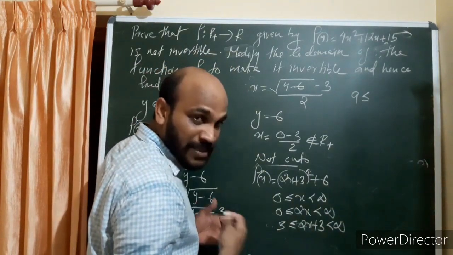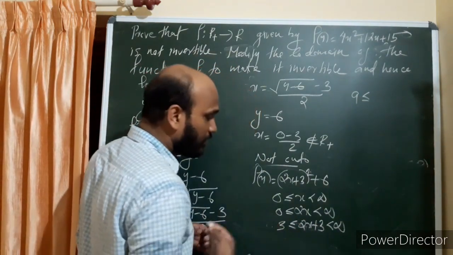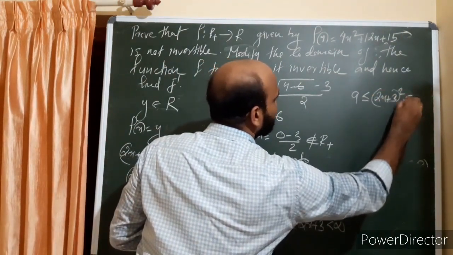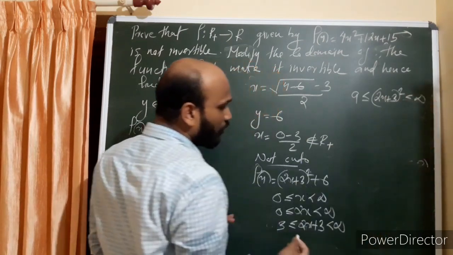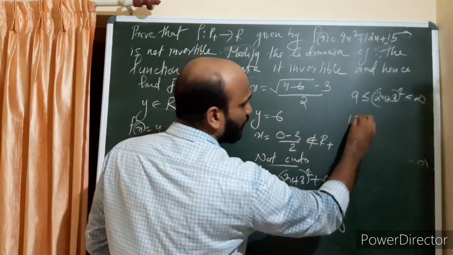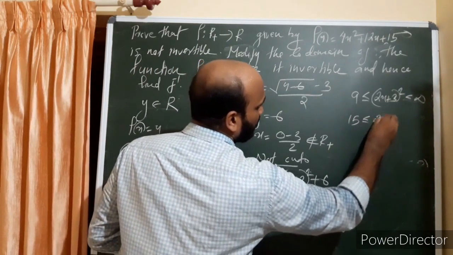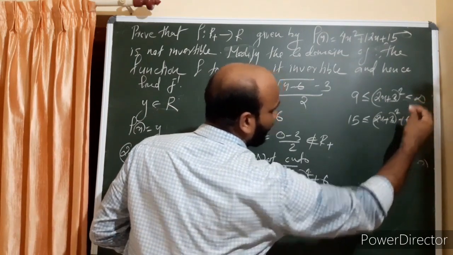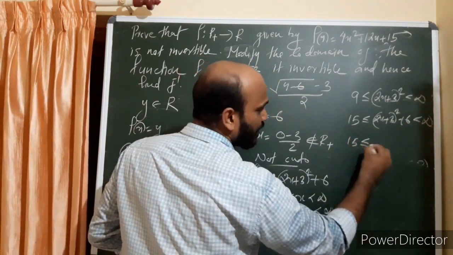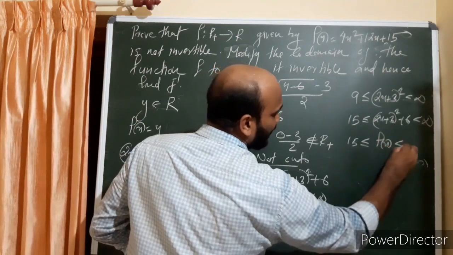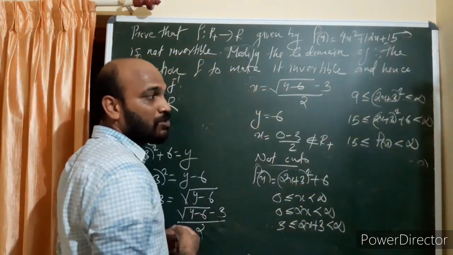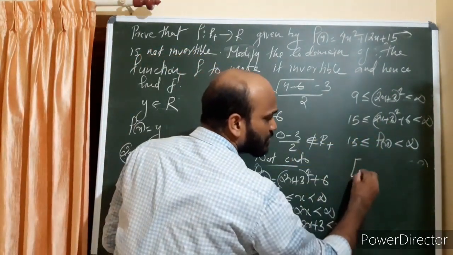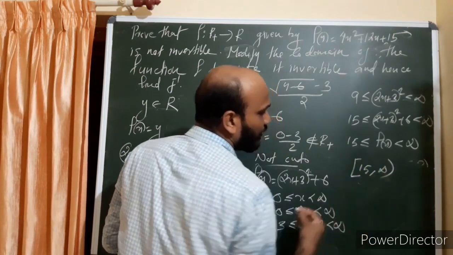The inequality will be the same because all terms are positive. So we get (2x + 3)² less than infinity. Now you have to add 6. So this will be 15 less than or equal to (2x + 3)² + 6 less than infinity. So 15 less than or equal to f(x) less than infinity. So the function lies between 15 and infinity. So the range of the function is 15 to infinity.